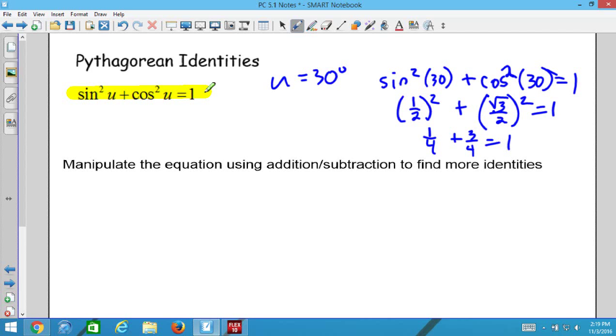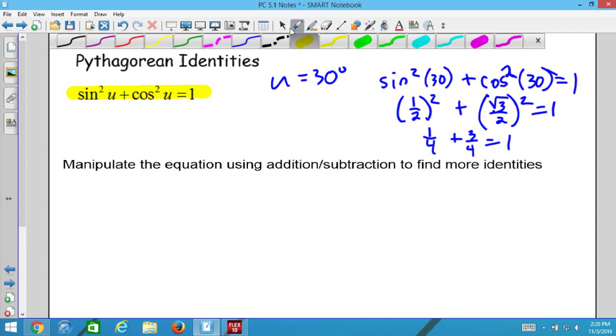So I'm giving you that. I've just showed you why it works. You don't have to show me why it works. I'm showing you now, okay? We're going to start with this and find 8 others. So how I can take this equation and manipulate it, I can change things to find 8 others.